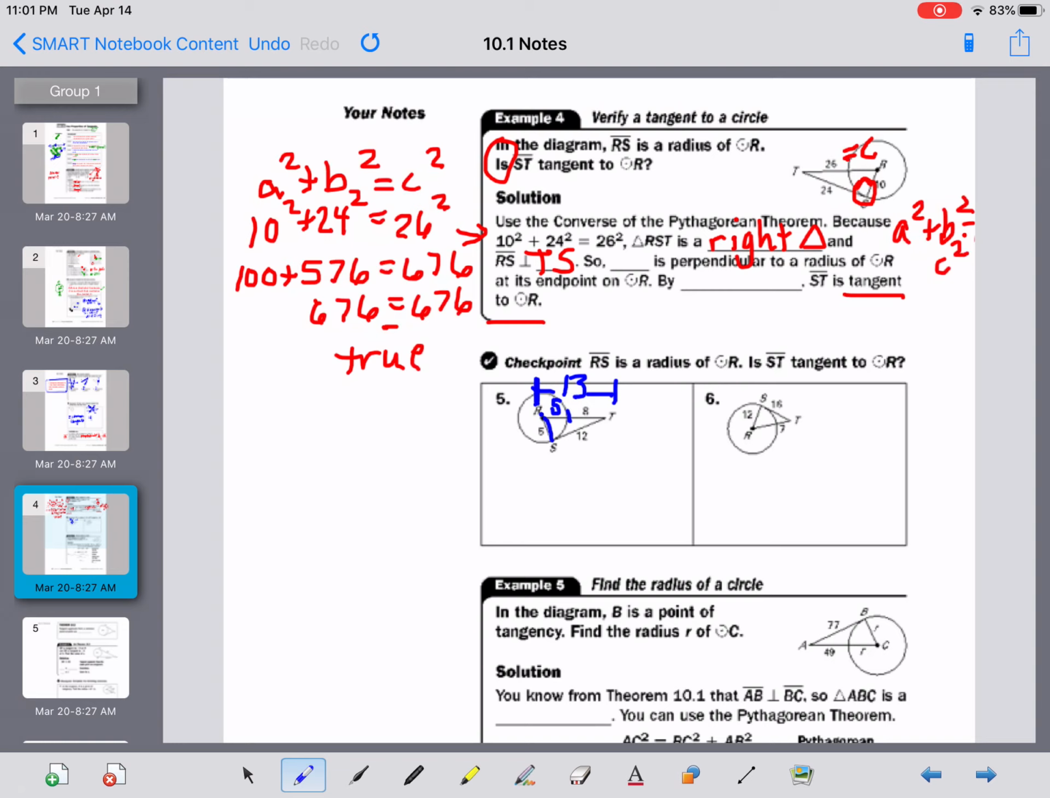Once again, if this is a tangent line, I really want S to be that 90-degree angle. So I'm going to check with a little a squared, b squared, c squared again. And this time I want my C to be my longest side, or my 13, and I'm hoping it's across from my S. So let's check our numbers and see if they'll work on this one. 5 squared is 25. 12 squared is 144. 13 squared is 169. And 25 and 144 make 169. So once again, I have an equal, and because I have an equal, then yes, this is tangent.